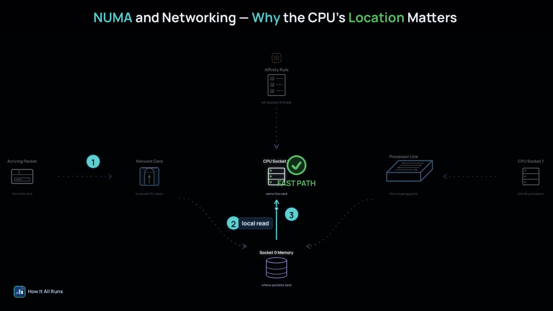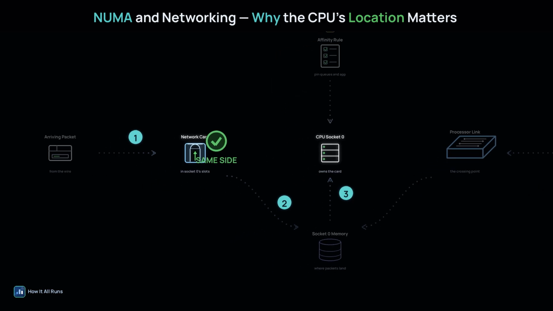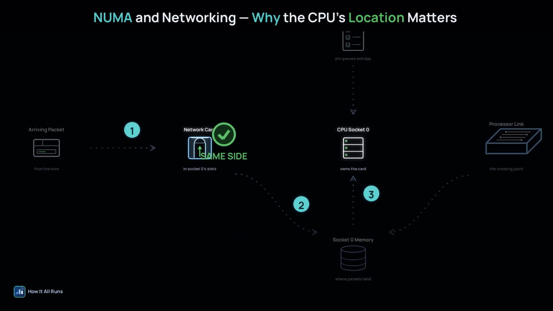Now the good case. The thread that reads that packet happens to be running on socket 0. It asks for the data, and the data is already in the memory next to it. Short trip, low latency. Notice what makes it fast. The card, the memory holding the packet, and the core doing the work all sit on the same side of the machine. Nothing has to leave that neighborhood at any point.